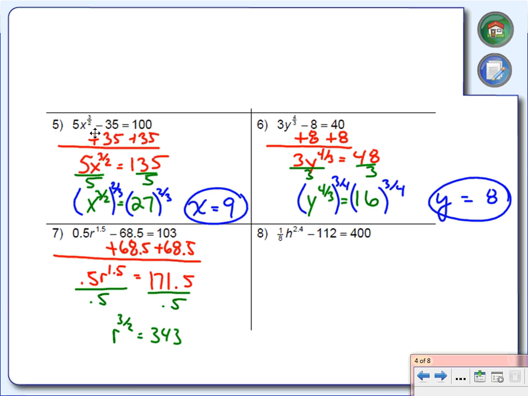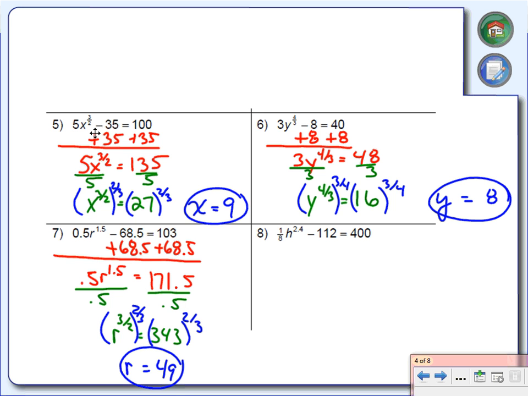Now that we have that fraction, we can go ahead and raise it to the reciprocal power. And that reciprocal, of course, is 2 thirds. So what is 343 raised to the 2/3 power? 49. So the answer to number 7 should be 49.